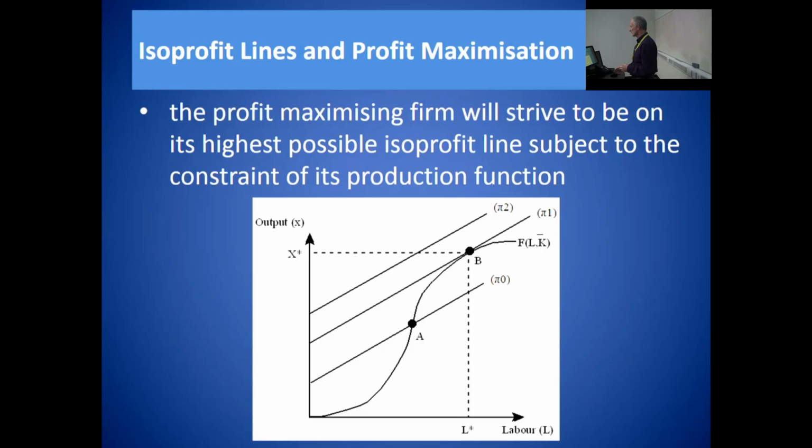So, what we've got here is the same sort of diagram as before, where these straight lines are just pi 2, pi 1, pi 0. Those straight lines are just the iso-profit lines as before. All I've now done, though, is put that S-shaped curve on there. That, if you can remember from last week's lecture, if you can't, doesn't really matter.